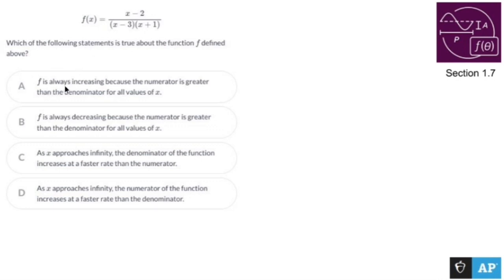Which of the following statements is true about the function f defined above? All right, f is always increasing, f is always decreasing, x approaches them. Okay, so this is 1.7. We're dealing with rational functions, and what we have upstairs is a function with a degree of 1. What we have downstairs is a function with degree of 2.